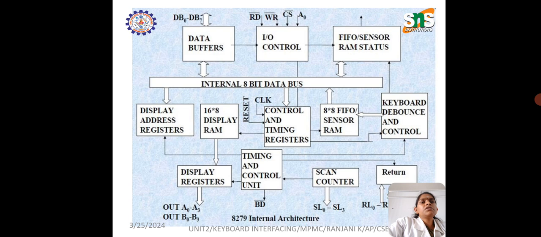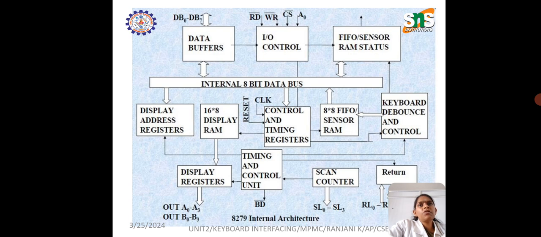Next is the return buffer, and keyboard debounce and control. This block indicates that the unit first scans the key closure row-wise, and if it is found, the keyboard debounce unit debounces the key entry. In case the same key is detected, the code of the key is directly transferred to the sensor RAM along with the shift and control key status.